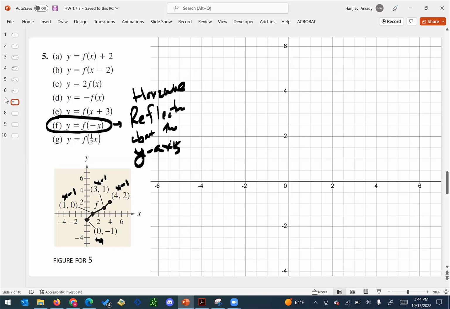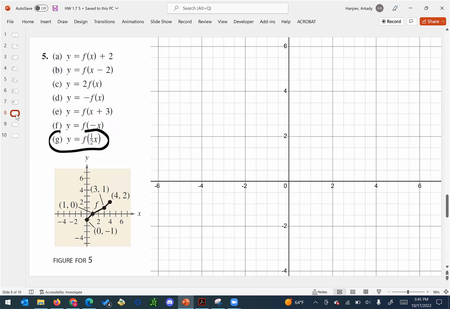So let's see what we got here. So 4, 2 now becomes -4, 2. 3, 1 now becomes -3, 1. And 1, 0 becomes -1, 0. And 0, -1 stays the same because it doesn't move anywhere because it's along the y-axis already. So we're looking for a graph that sort of looks like that. Let me draw that a little better here. That, and that. Okay, and last one, G, the 1/2.